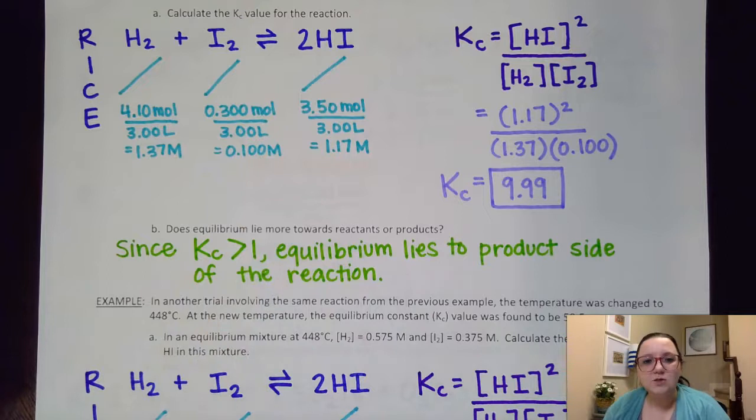Now that one wasn't too bad because, again, I didn't have any kind of changes that I had to worry about. All the values that they gave me were already at equilibrium. And we're going to see that same thing on our next question here.